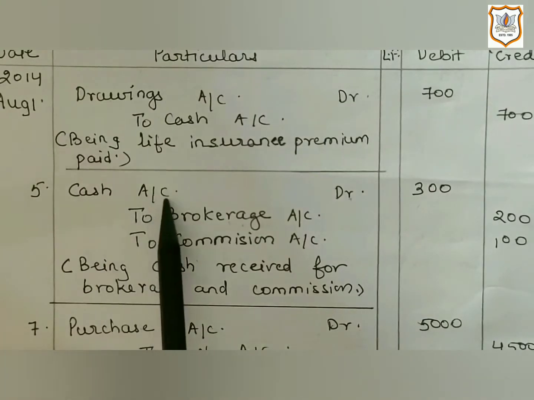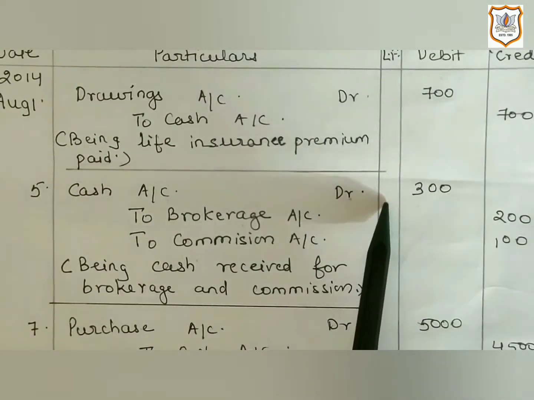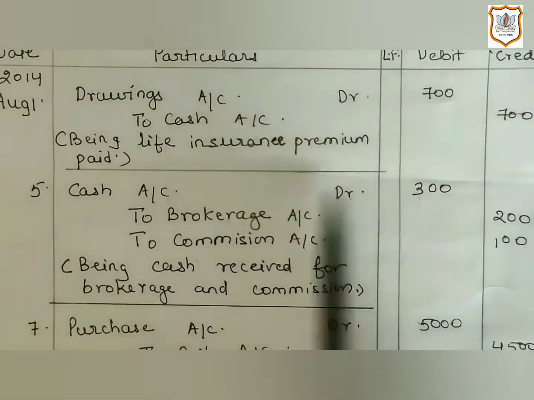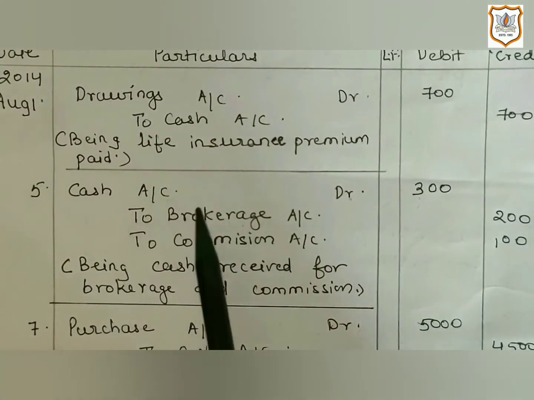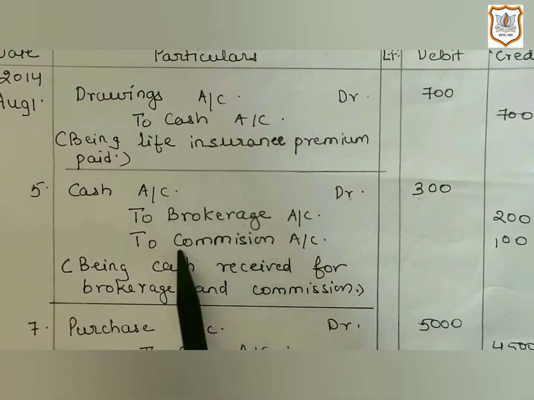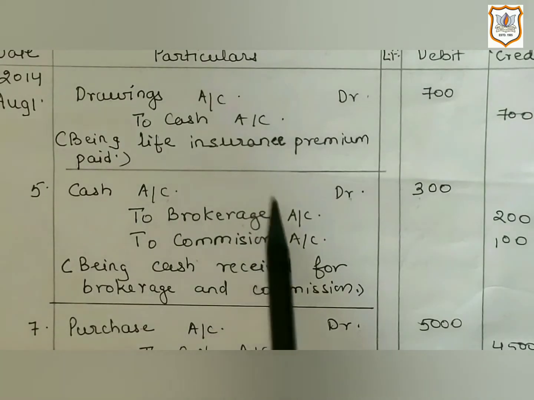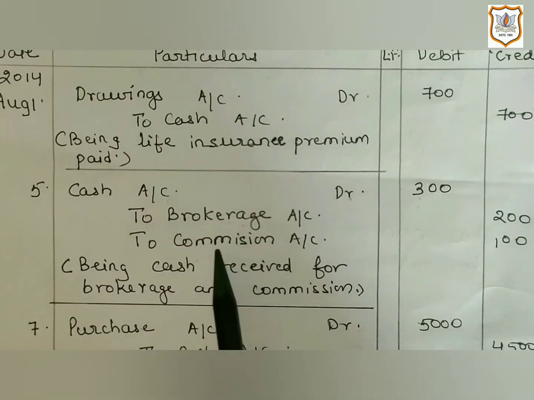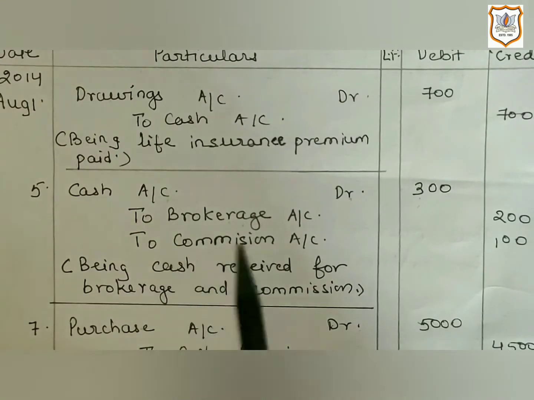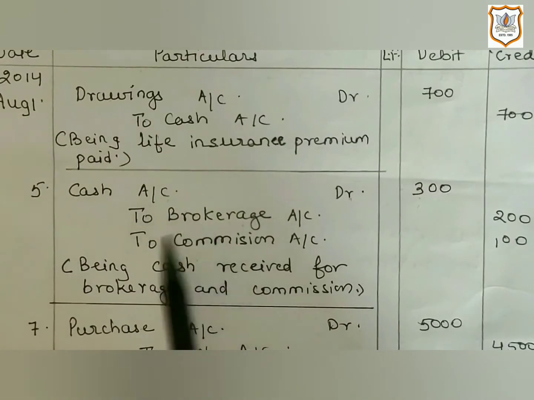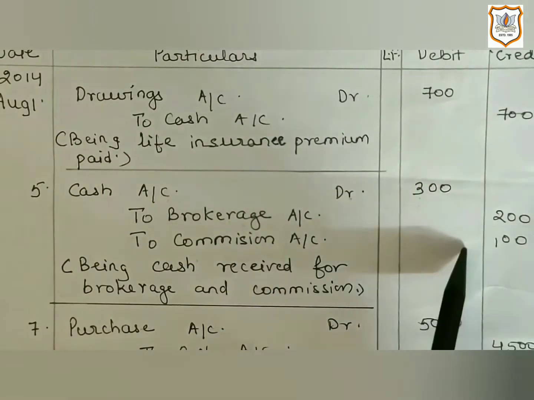Here, cash account will be debited. That is correct, 300, it is okay. But as brokerage received and commission received are income for the business, here, as per the rule of nominal account, which says credit all income and gains, brokerage and commission accounts will be credited.